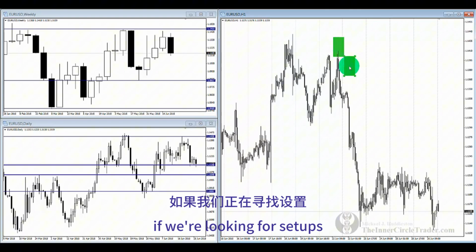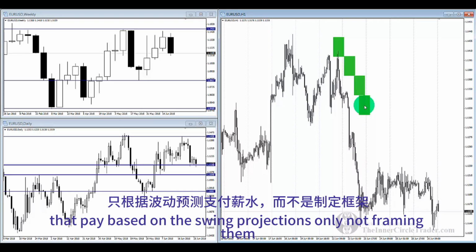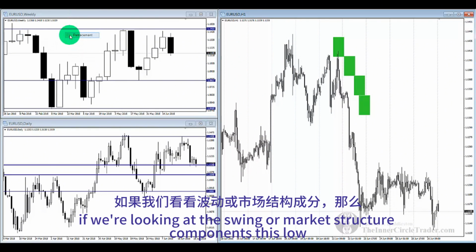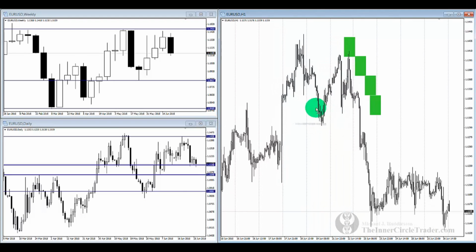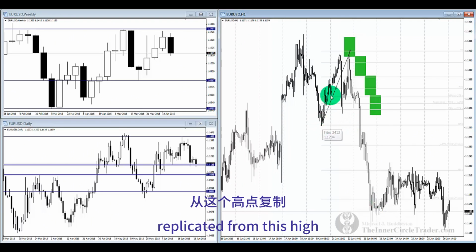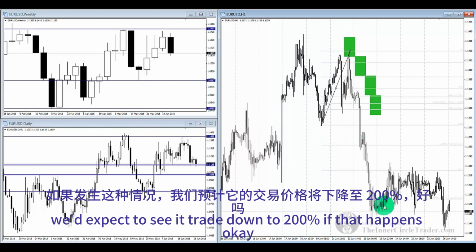If we're looking for setups that pay based on the swing projections only, not framing them just on more dollar risk, okay, if we're looking at the swing or market structure components, this low up to the high, the swing projection suggests 200% of the price leg is replicated from this low up to the high. If price breaks this low, we'd expect to see it trade down to 200%.